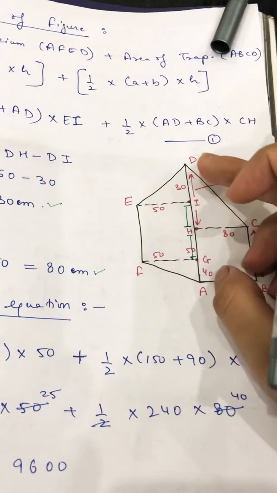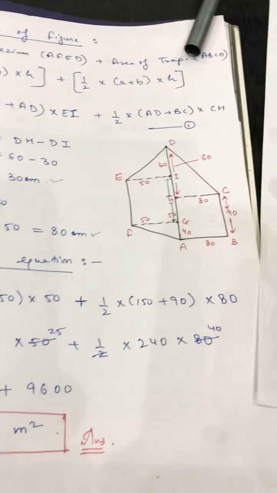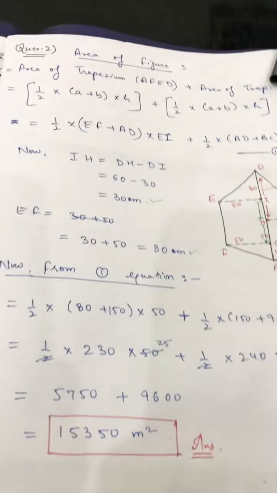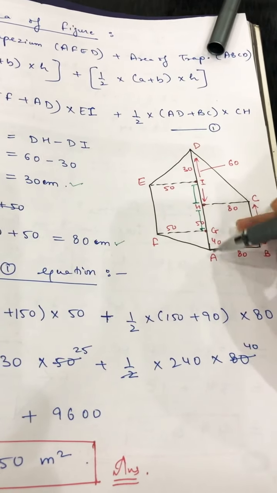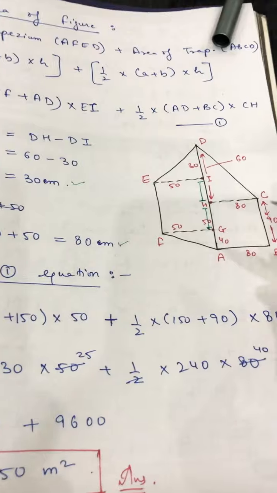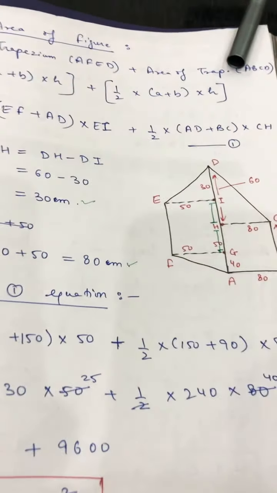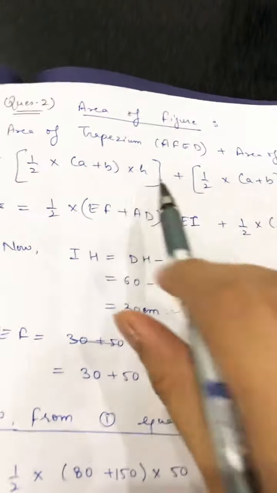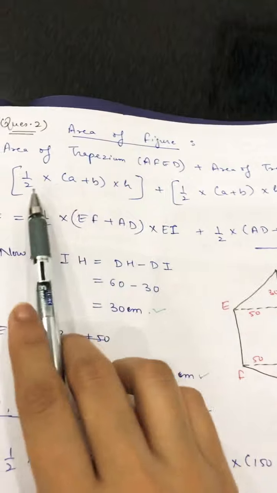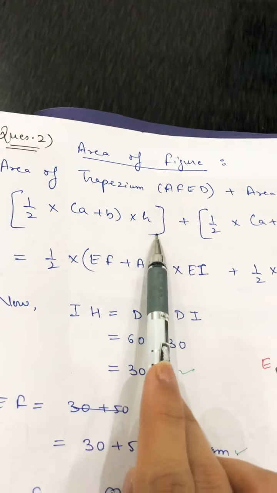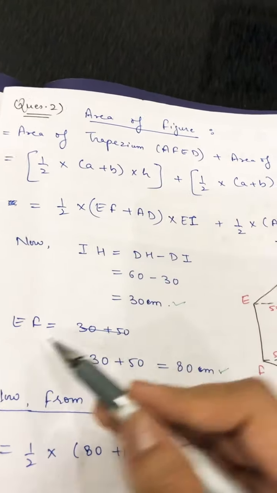EF I want. This complete DA is given as 230. In this trapezium also you have to see what is A, what is B, and what is H. Now this is trapezium 1, this is trapezium 2. You have to add these two trapeziums by writing this formula, and here again this formula. I have taken out the values of IH and EF.